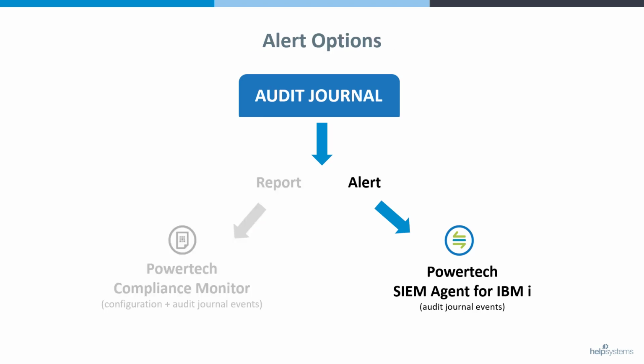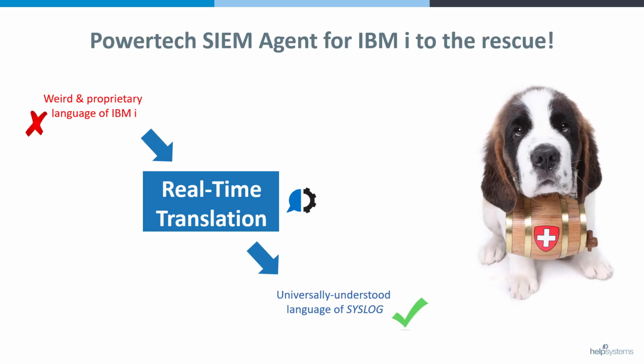Let's focus today on alerting, however, which is going to introduce a tool called the SIEM Agent for IBM, which is focused exclusively on the events that are happening on the machine. One of the pain points, or arguably the biggest pain point for most IBM shops when it comes to this, is that IBM's log, while extremely beneficial and robust, is logged in a proprietary language. The IBM Audit Journal is not an open interface that most SIEMs or other technologies even understand.